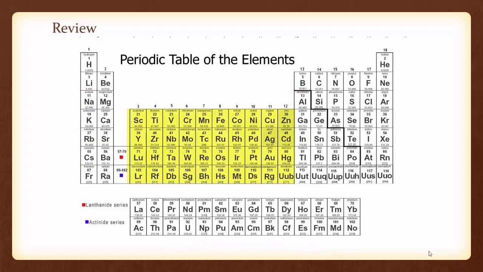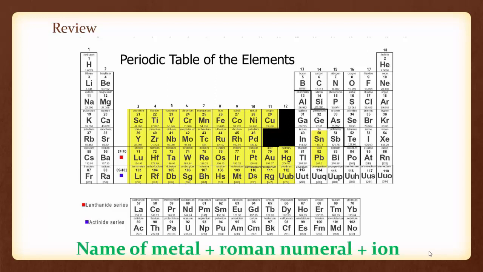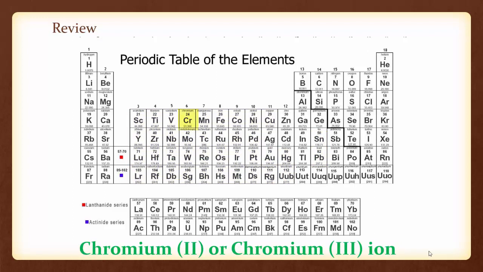For the transition metals, except for zinc, silver, and cadmium, but including tin and lead, you need to name the metal, then use the Roman numeral, which tells you what the ionic charge is, and then the word ion. So for example, with chromium, you would have chromium 2 or chromium 3, depending upon the conditions, and you do need to know which one you have. And in a later lecture, this will become more evident.